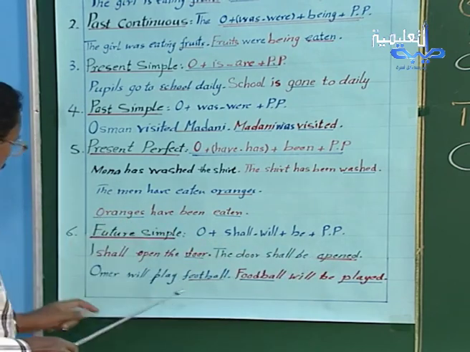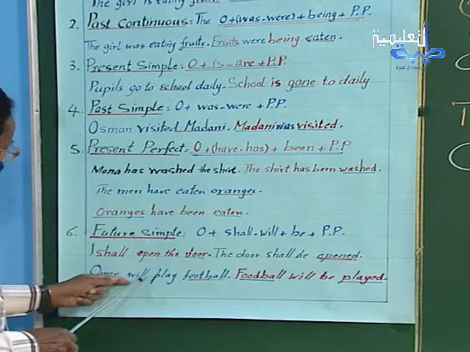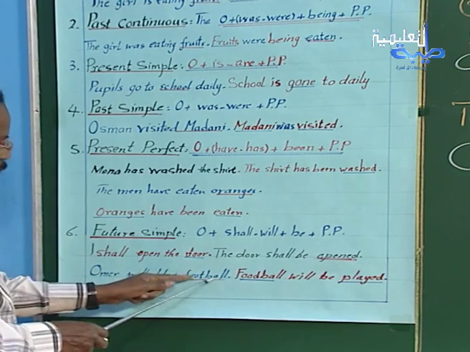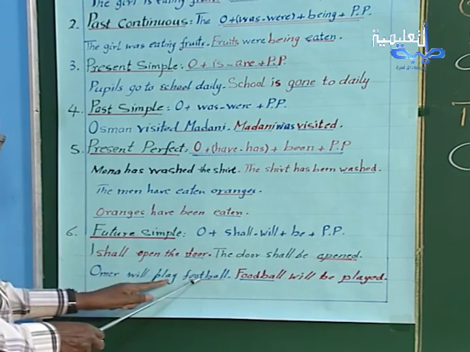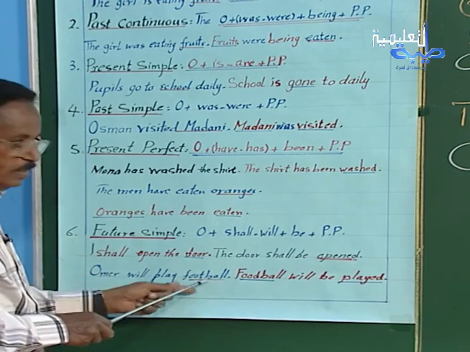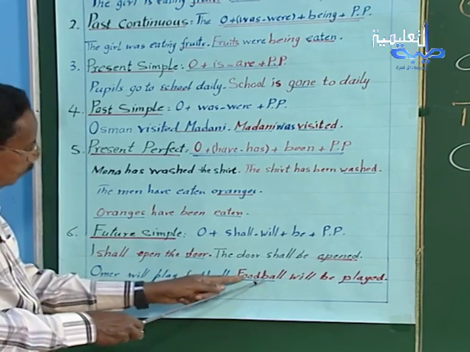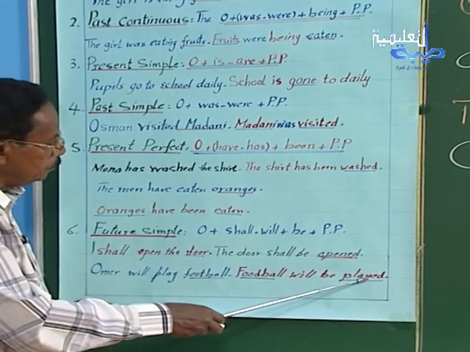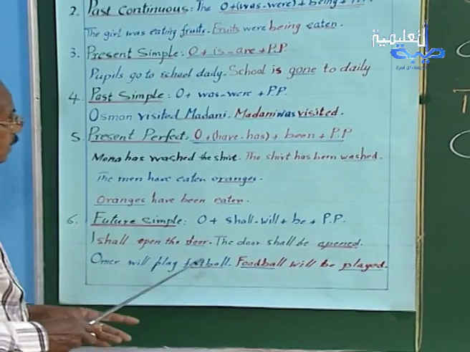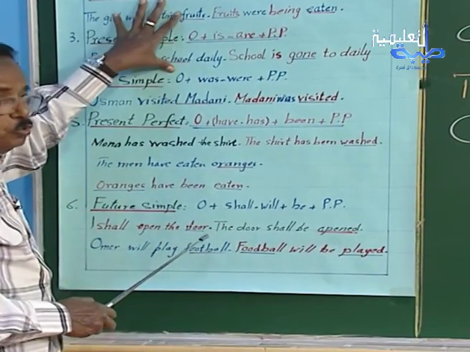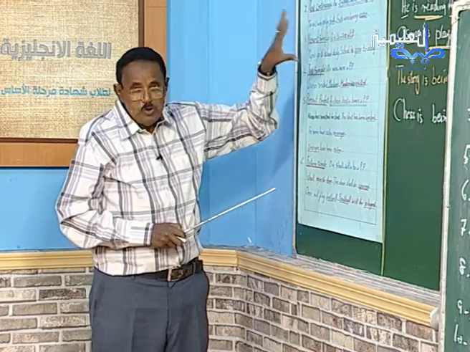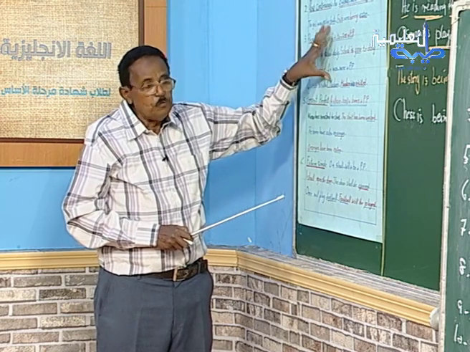Okay? Umar will play football. Football is the object. So we started with the object: football will be played. The first thing that you should do is to know what is the rule for each verb.